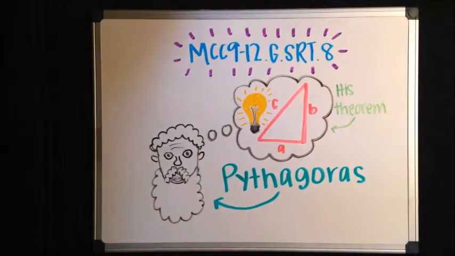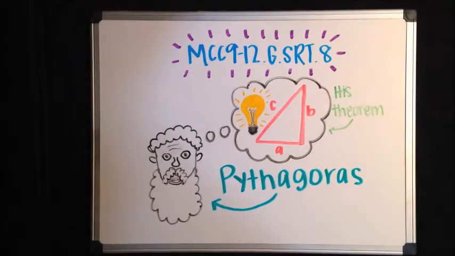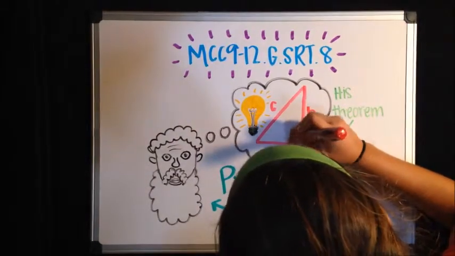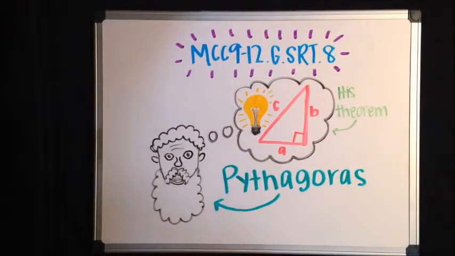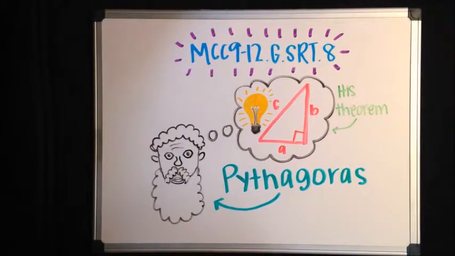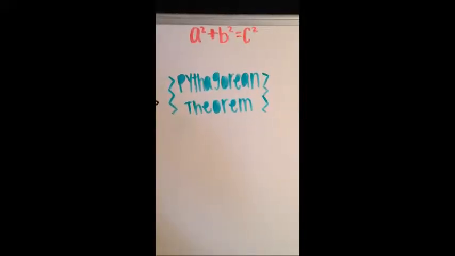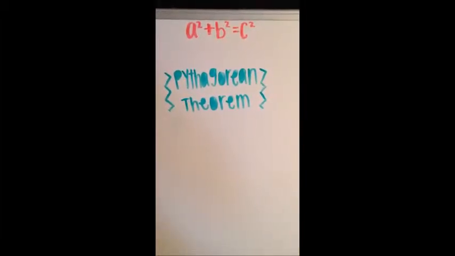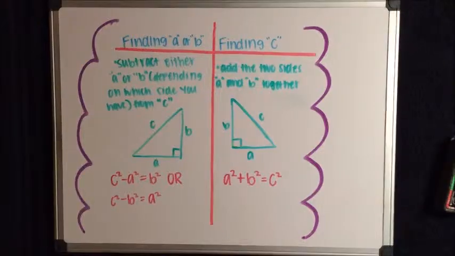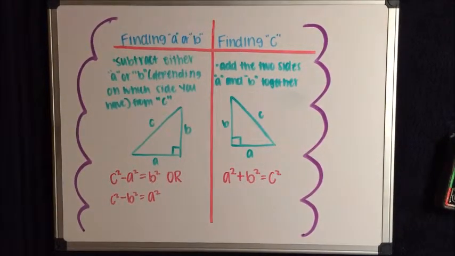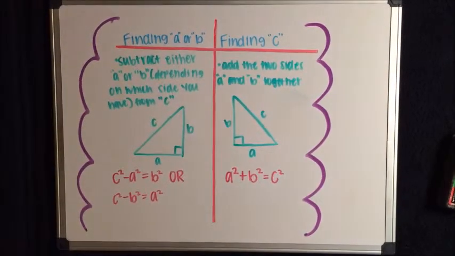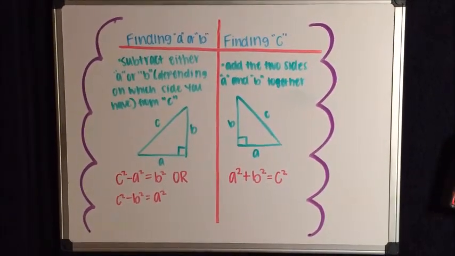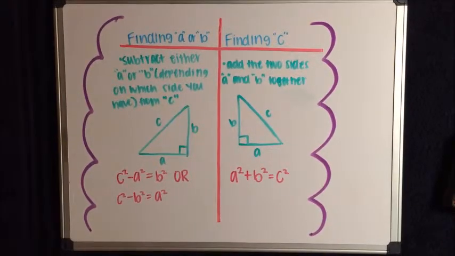And there's a catch. You can only use the Pythagorean theorem with a right triangle. And we know it's a right triangle because there's a square on the only 90-degree angle in the whole triangle. The Pythagorean theorem states that in a right triangle, the square of the two bases equals the square of the hypotenuse. When using the Pythagorean theorem to find a missing side measurement, you first have to figure out whether you're trying to find side A, B, or C.